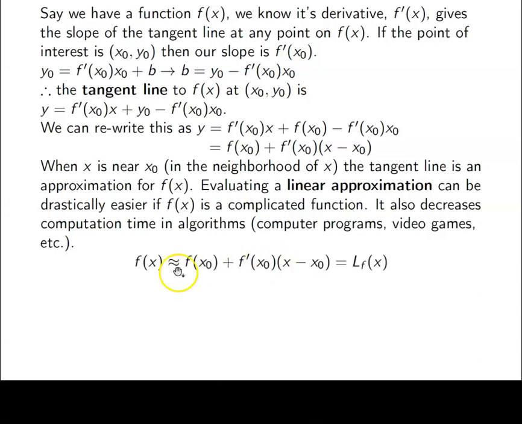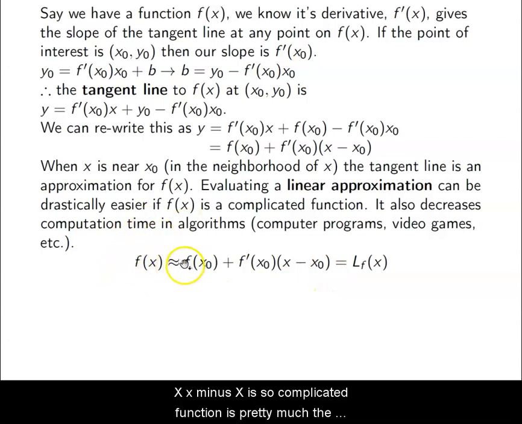So my function is basically the same. It's approximately the same as f of x naught plus f prime of x naught times x minus x naught. So a complicated function is pretty much the same as a line when I'm close to that point of contact. We call this L subscript f of x. This is the linearization of f. My function is a function of x, so the reason I put the subscript f is to indicate that this linearization is for this function f.